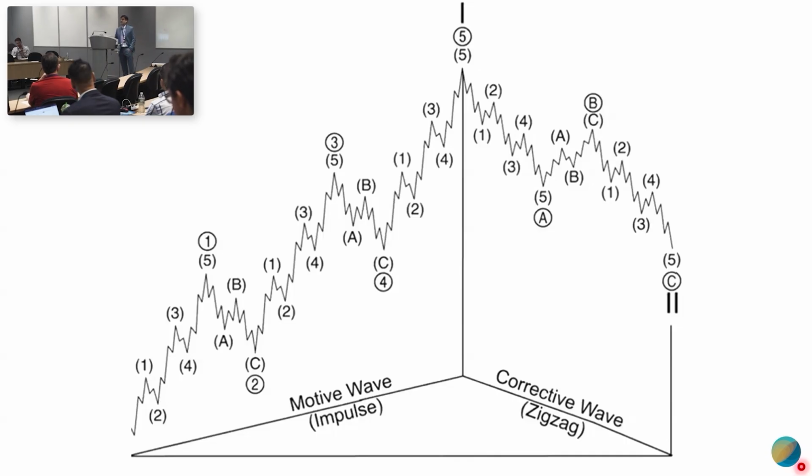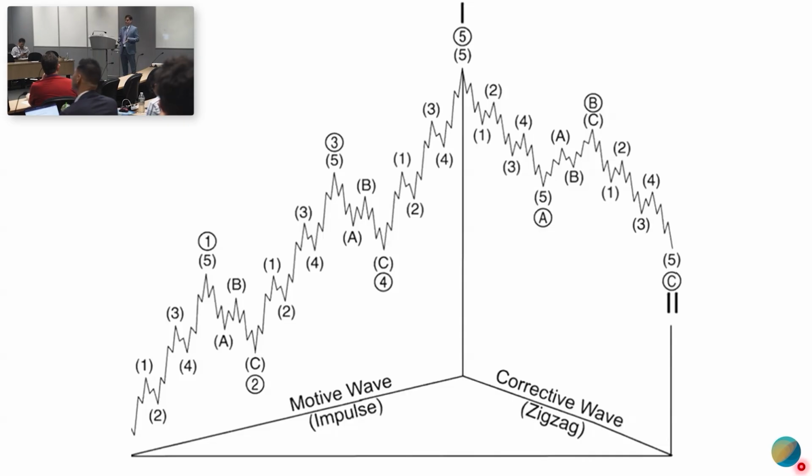Now, motive waves tend to be highly linear moves. So again, these are the moves that make progress. So there's not a lot of overlapping price action. They tend to be very line-like in their evolution, whereas corrective waves are the opposite of that. So corrective waves tend to be a little more meandering in their evolution. They tend to have a lot of overlapping price action, and again, they're just a partial retracement of the motive wave.